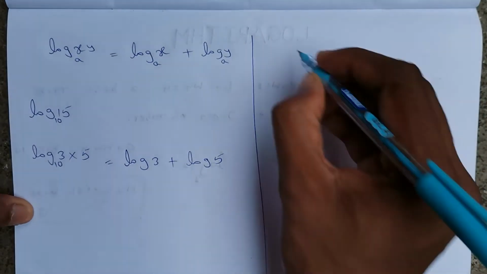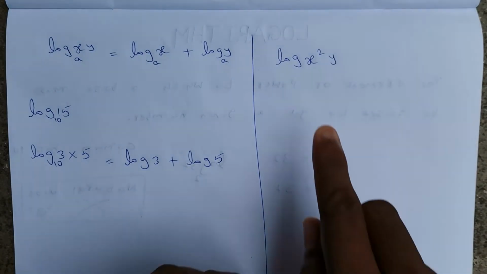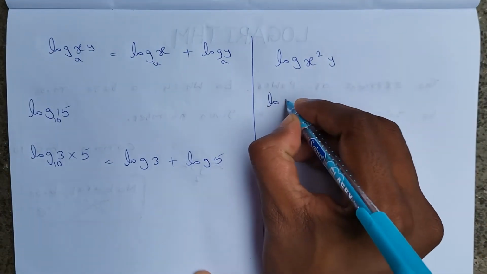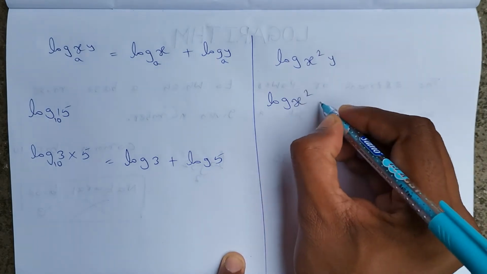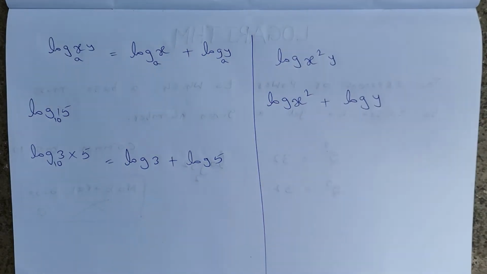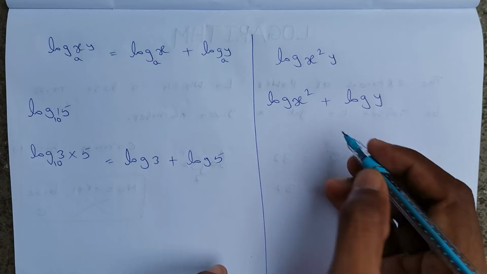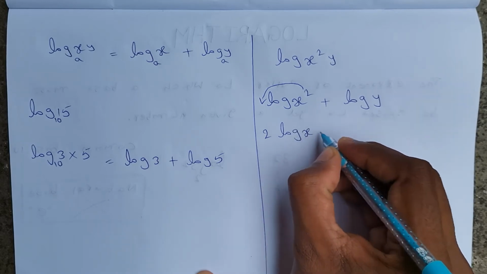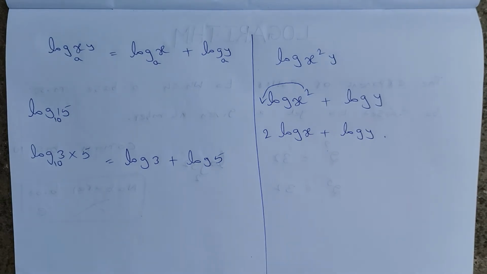Next, let us do one more. Log x square y. Now if we observe this log x square y, again it is in the form of log xy only. So if we expand it, log x square y is multiplication. So multiplication will come as an addition. So log x square plus log y. Now if we observe this first term, it is in the form of log x power n. So this power will come to the front as it is. So we get 2 times log x plus log y. Now let us do the same formula in reverse.